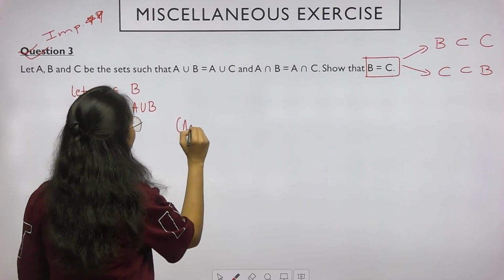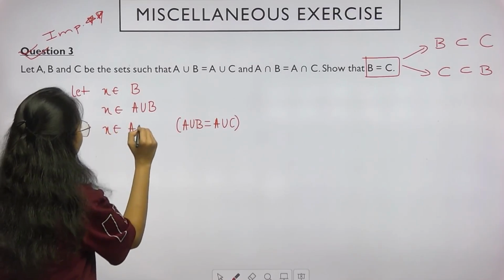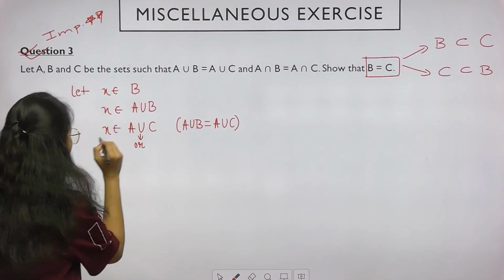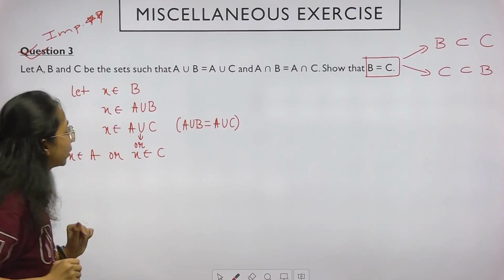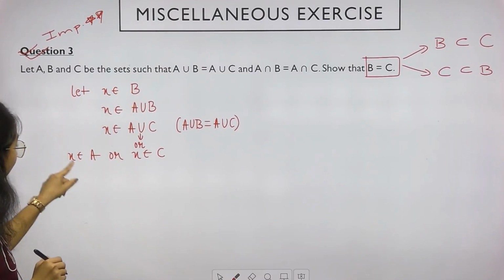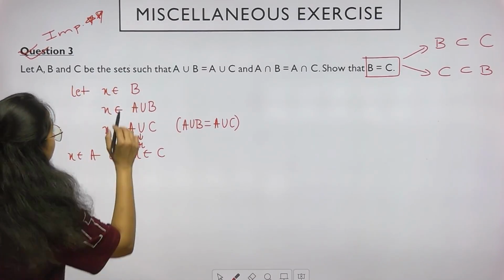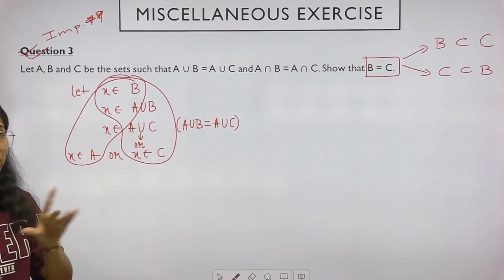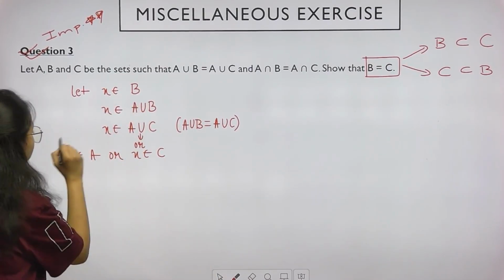Now it is given that A union B is equal to A union C. Now we can write that X belongs to A union C. Correct? Now, what is the meaning of union? Union means or. Now we can write that X belongs to A or X belongs to C. Correct? Now we have two things. We have that if X belongs to B, then X belongs to A, or if X belongs to B, then X belongs to C. So here we have these two conditions, condition 1 and condition 2. First of all, we will take only the first condition.